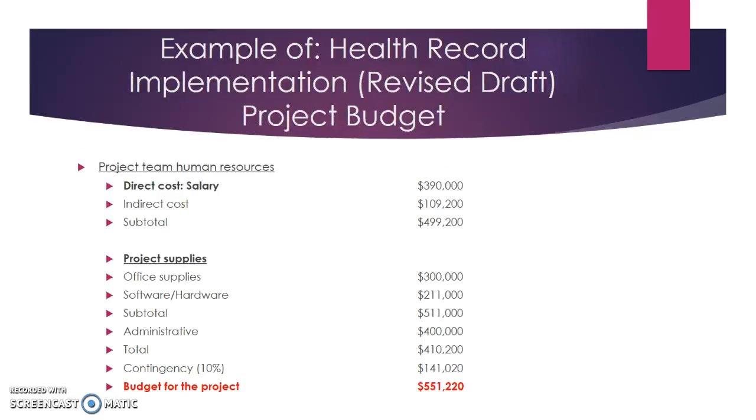This slide shows you the EHR revised draft project budget. Note how much has changed in the budget for the project. The amount has decreased to $551,220. The revised EHR implementation budget is under the budget baseline. It can be submitted to the CEO or the administrative committee to be revised and approved. A budget revision can be very difficult during preparation. The CFO often has tried his or her best to minimize the cost and maximize the outcomes.